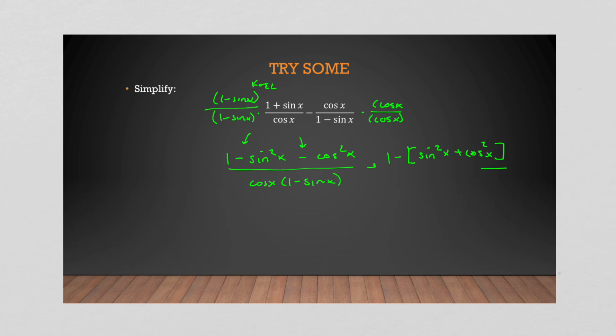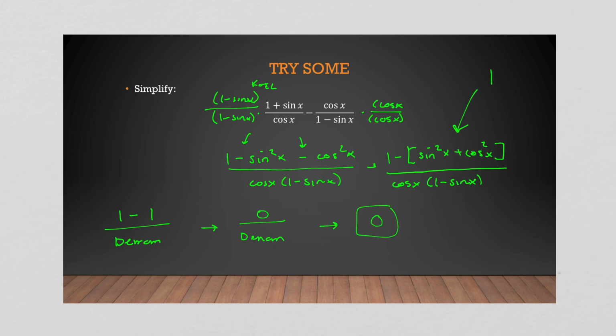The answer would be the same in the end. And on the bottom, we have cos x times 1 minus sine x. No point really multiplying the denominator. So now remember, Pythagorean identity here, this equals 1. So we have 1 minus 1 over our denominator. I'm not going to write it down. We've seen it. Because we get 0 over our denominator, which is just 0. So again, we've simplified as far as we can.